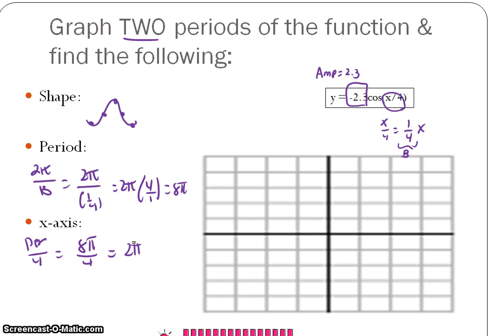Okay, so I'm going to graph 2 periods. I'm going to go one to the right and one to the left. Period is 8 pi, and I'm going to deal with this last. So the general shape is starting on the y-axis at its minimum. Its minimum is minus 2.3. So I'm going to go down to minus 2.3, and I'm going to label that. Then the next one is going to reach the middle, and then it's going to go up to its maximum, which I have to label as 2.3, back to the midline, and then back down to its min.